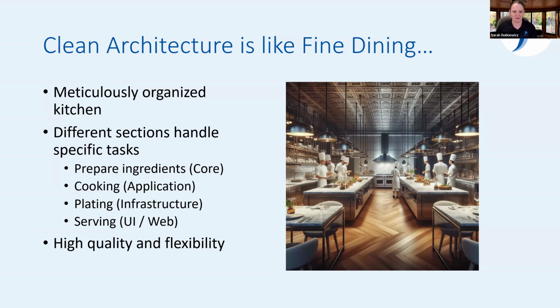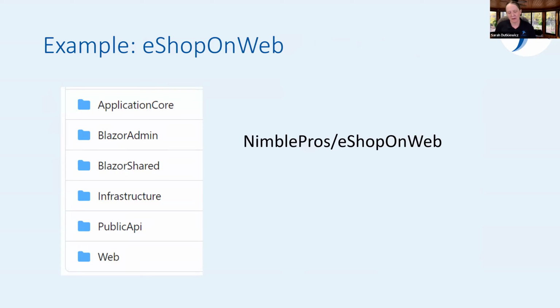Now, the example I like to use for this one is eShop on web. You may already be familiar with eShop on web as, hey, that's a Microsoft application that we've used for reference for many years. Yes, yes, we have. And Nimble Pros has been able to take on the maintenance of eShop on web. So check out eShop on web through GitHub, the Nimble Pros repo of eShop on web. But what I want to point out with that for clean architecture is that we have the different layers and they're going to be in their different projects as well. So you've got your core, you've got your infrastructure, you've got your API. So you've got your different layers going on in there.